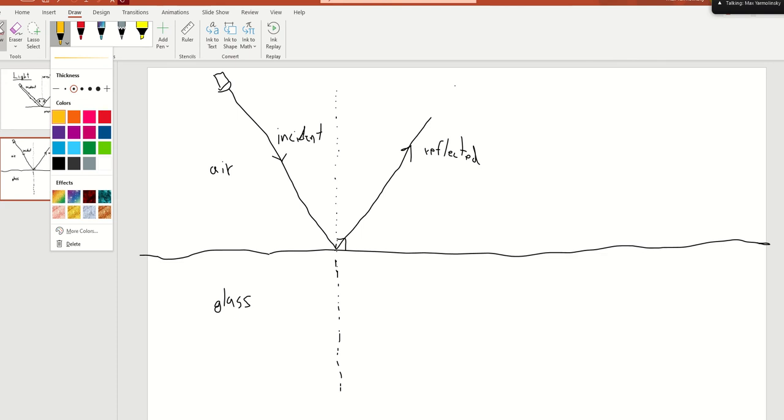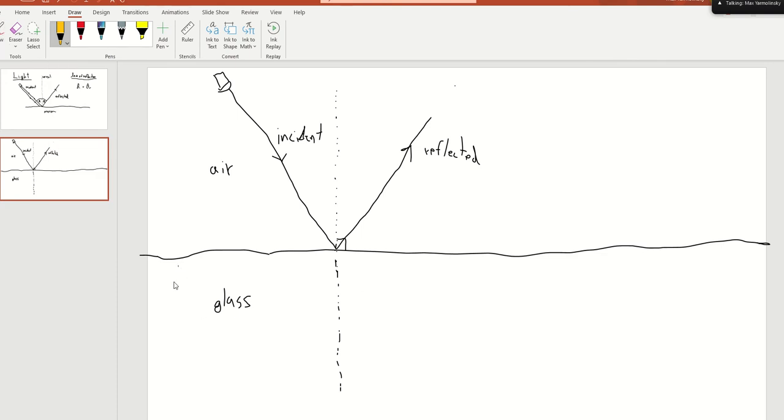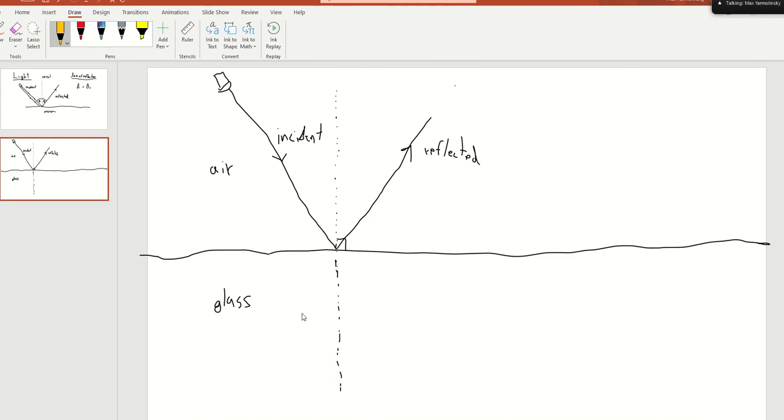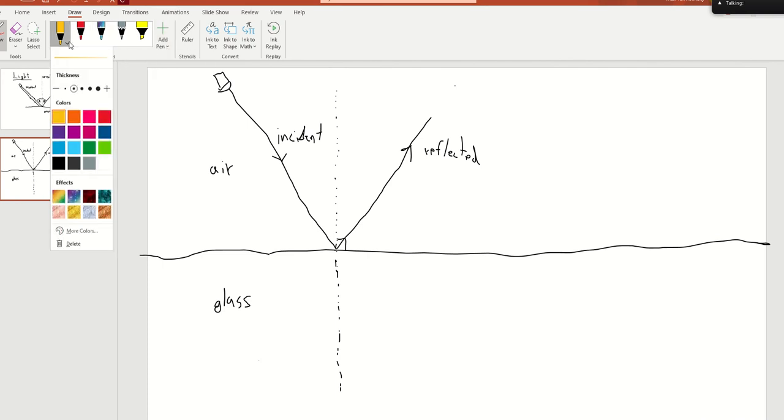So over here, this whole area is glass down here. I don't know how to shade that, but just keep in mind that that area is glass. Let's go back to black color. So down here is glass, and up here is air.